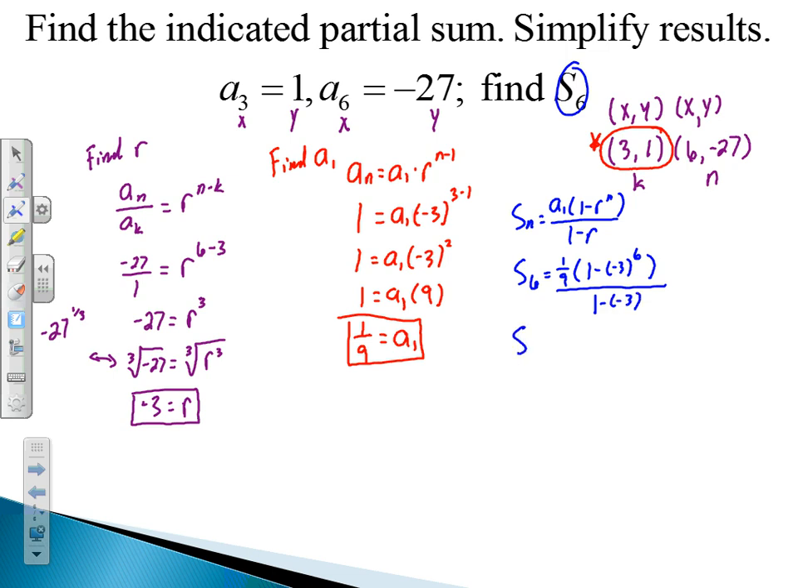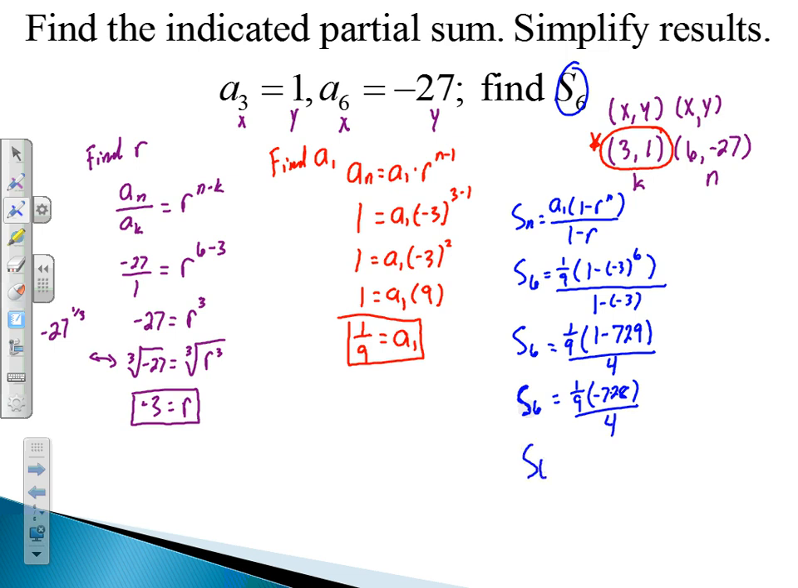And I'm quickly running out of board space here, so I'm not going to show each individual step. 1 over 9. And in the parentheses here, 1 minus negative 3 raised to the 6th power is a positive 729. So that gives me 1 minus 729. And in the denominator, I'm going to just wind up with a 4 again. So S sub 6 is 1 over 9 multiplied by negative 728, and then whatever that is, I'm going to divide it by 4.